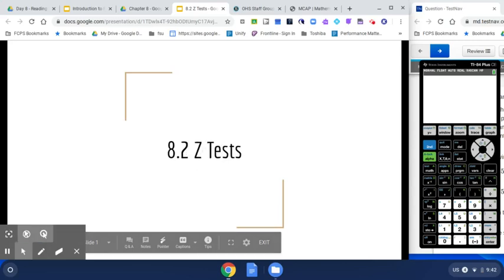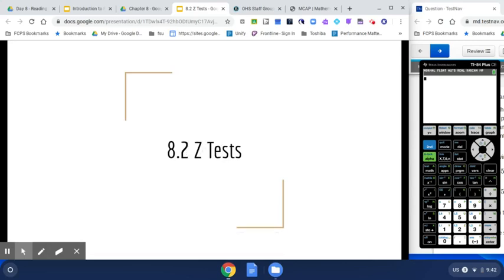Okay, today we're going to continue with hypothesis testing, and specifically, we're talking about z-tests today. This is section 8.2 in your book.